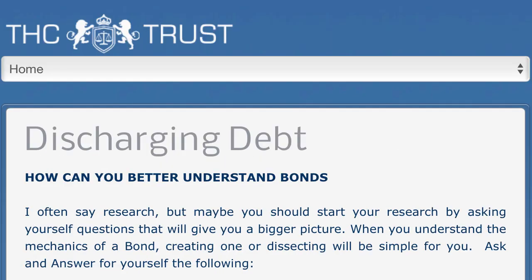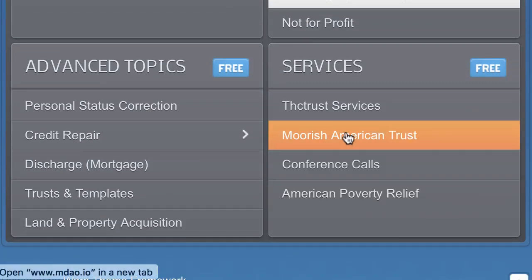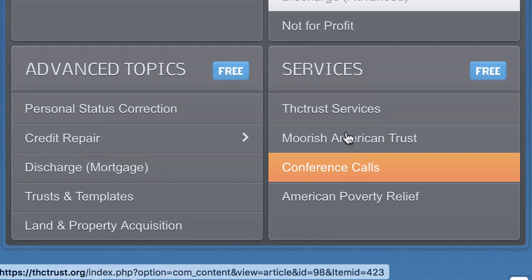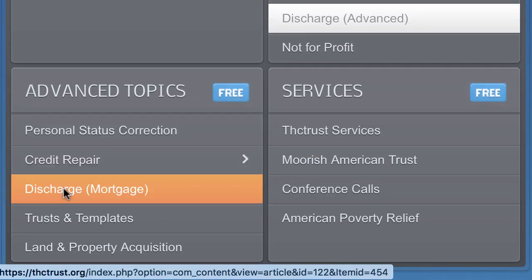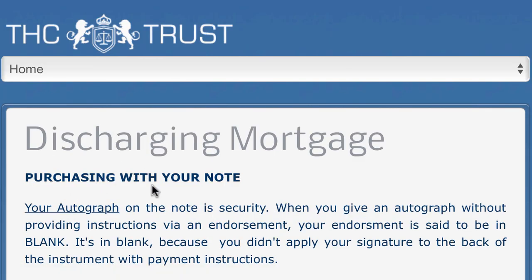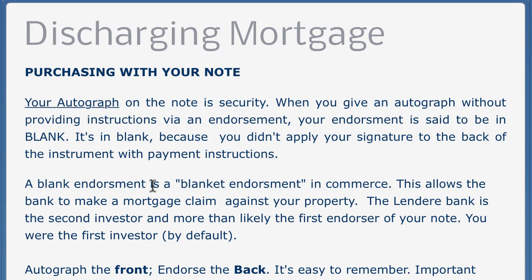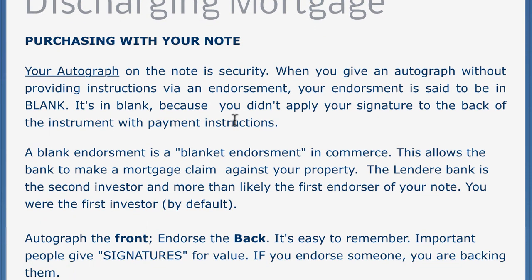I want to go into the mortgage, where's it at? Here. Oh, advanced topics, discharge mortgage. That's where I want to go. And then we're going to deal with this right here. This is the topic right here. Discharging the debt. This is where we really get into it.